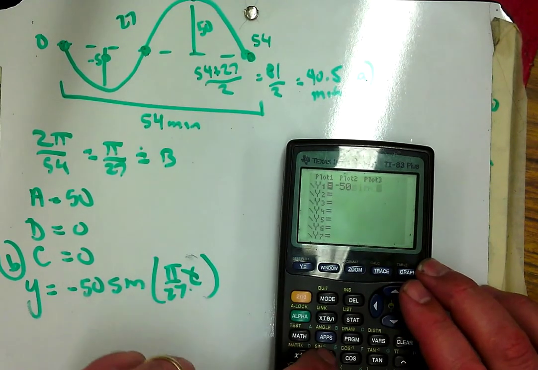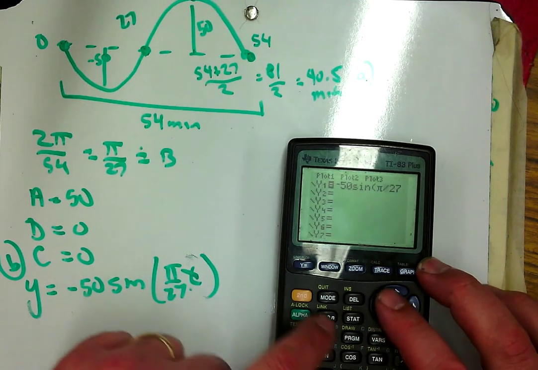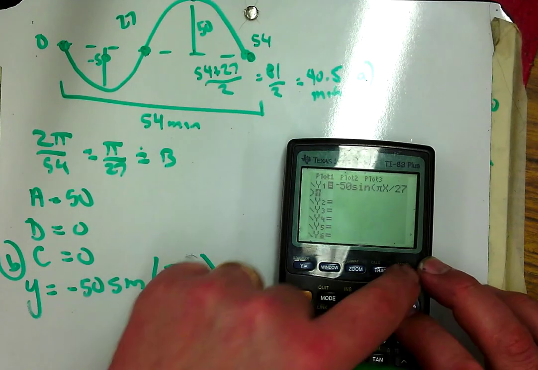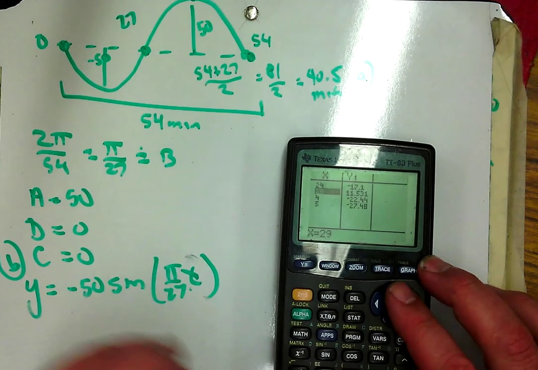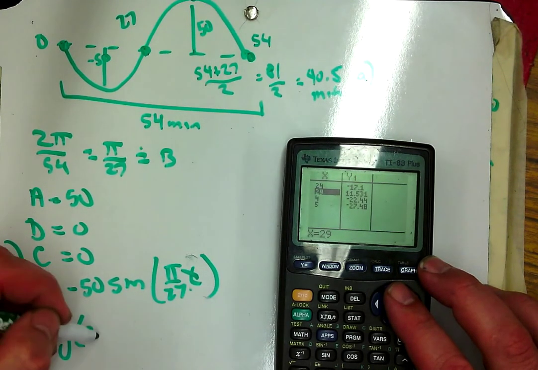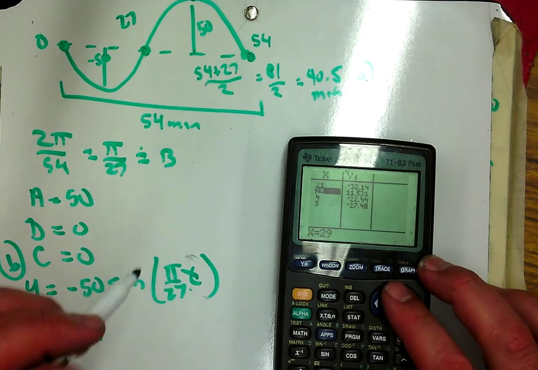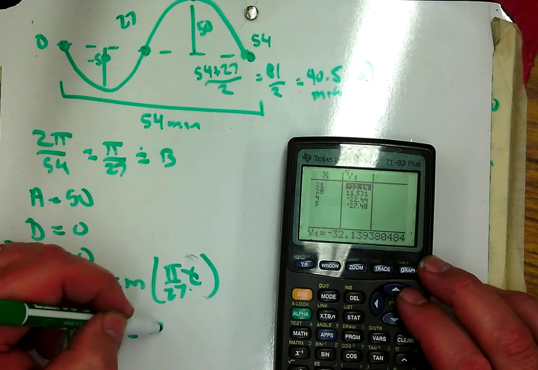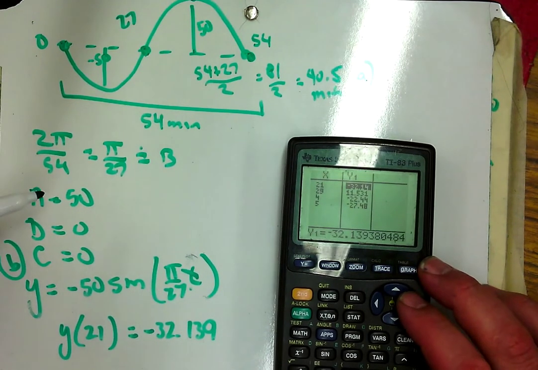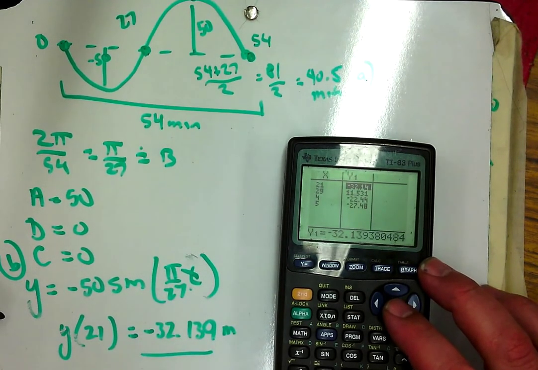Negative 50 sine pi divided by 27, and we want an x in here too. And I want to plug a 21 in. And so I get y of 21 equals negative 32.139. Good. Meters. So we're still going down then.